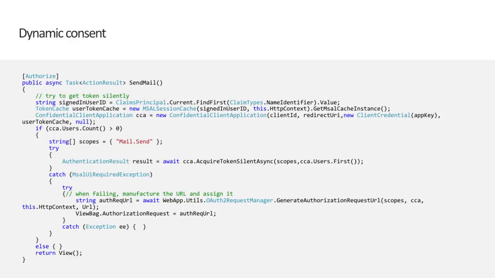That's the MSAL UI required exception that we are then going to want to handle by redirecting the user to go get an authorization request, or at least presenting that link to them and saying, hey, we don't have the necessary permissions. I need you to click on this to go get those permissions.